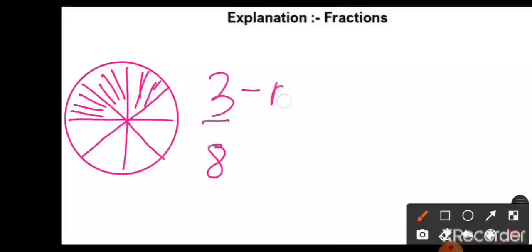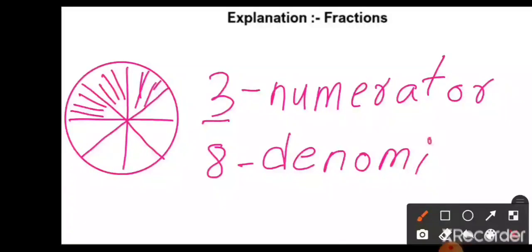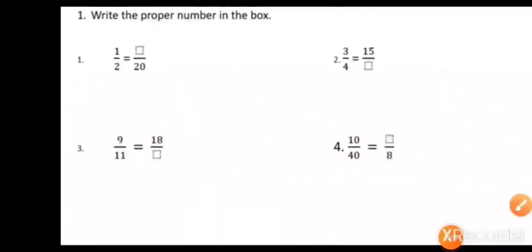This 3 is called the numerator and this 8 is called the denominator. Now we will start solving the problem set.